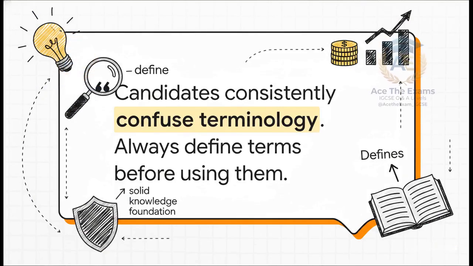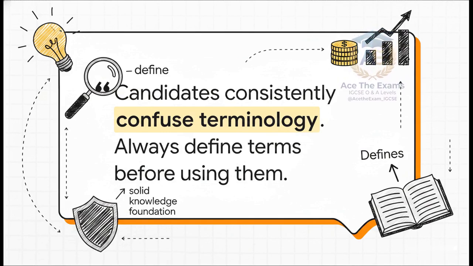Before we get to our final pillars, you absolutely need to heed this official examiner alert. It is the ultimate golden rule of Accounting 9706. Candidates consistently confuse key terminology. Always define terms before using them in extended responses. Practical application develops professional skills, and a massive part of being a professional accountant is using the right vocabulary.